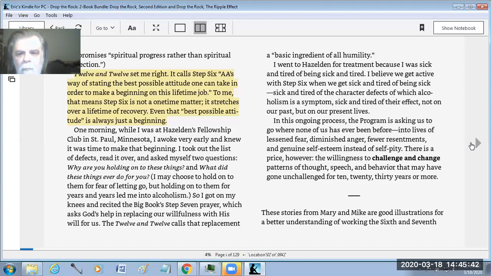I started in Al-Anon when I was a teenager. I was 13, I think, and graduated into AA, unfortunately, in my 20s. Now, this book is new to me, and I'm enjoying this. This is wonderful. Oh, great. I'm glad I was able to introduce it to you.